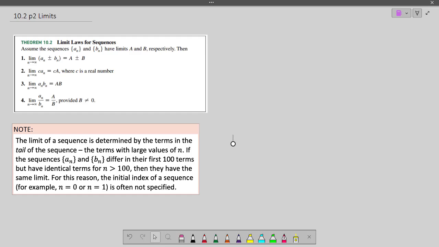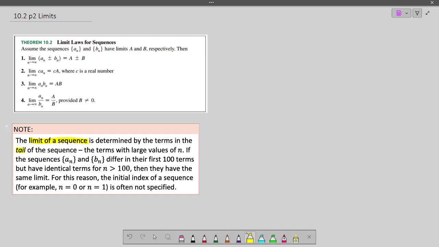Similar for multiplication, similar for division. The only caveat with division is that b can't be 0. You can't have the denominator be 0 because that's undefined. This just sort of summarizes one of the things we touched on earlier. The limit of a sequence is determined by the terms in the tail. It does not matter how much crazy business is going on in the first 5 million terms. What matters is the tail. And so you can chop off any number of terms you want, and it has no effect on the limit of that sequence.